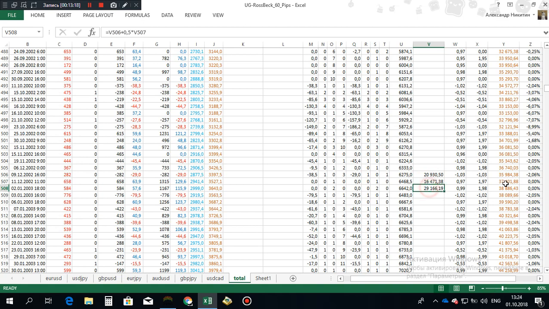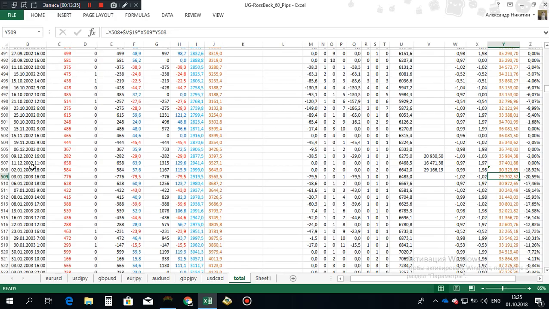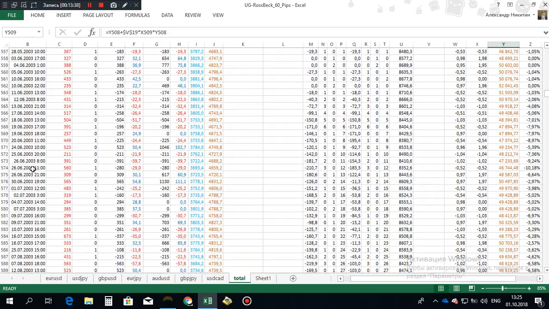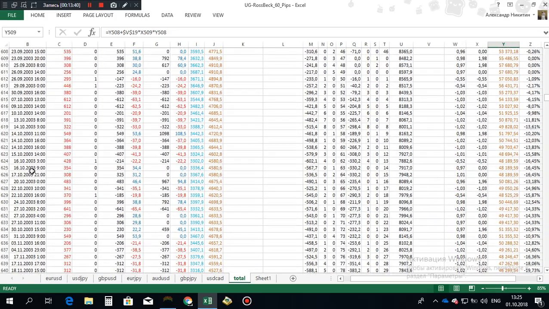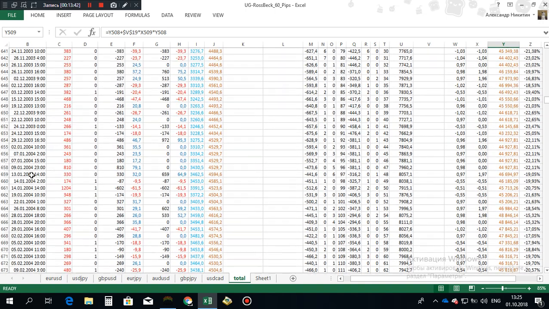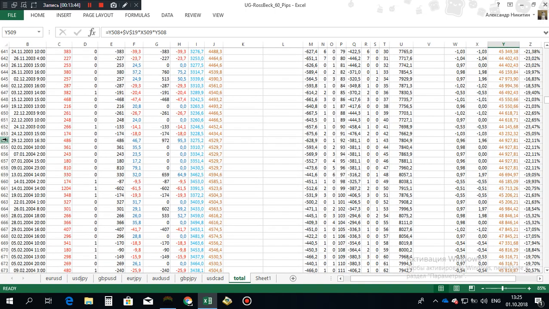Okay. So right now we start from our 29. Okay, and this time we should start from a different account as well. Okay, done, and everything is recalculated. Go into 2004. Here it is. This is the last trade.